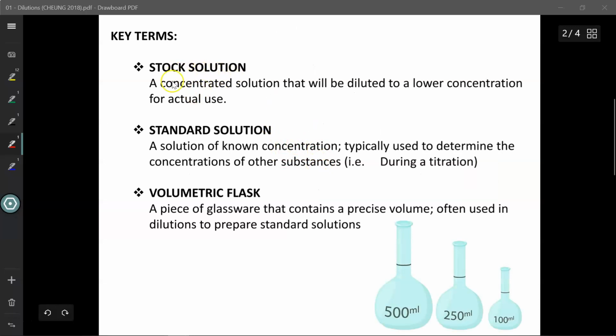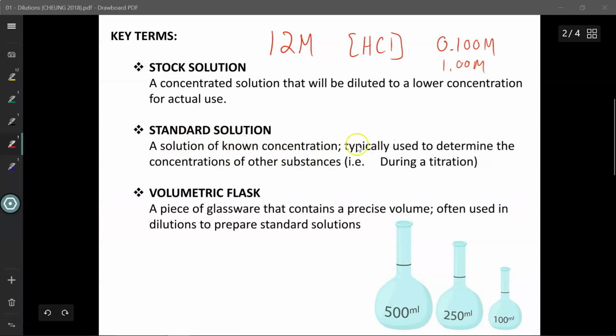A stock solution is a concentrated solution that will be diluted to a lower concentration for actual use. So for instance, at my school, we prefer to buy hydrochloric acid in 12 molar jugs. So that concentration is 12 moles per liter. However, we never let our students handle this because it is just too dangerous. So I must dilute it to a more reasonable concentration where I know my students will be safe, like 0.100 molar or 1.00 molar.